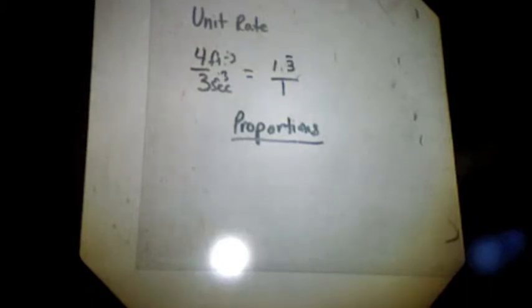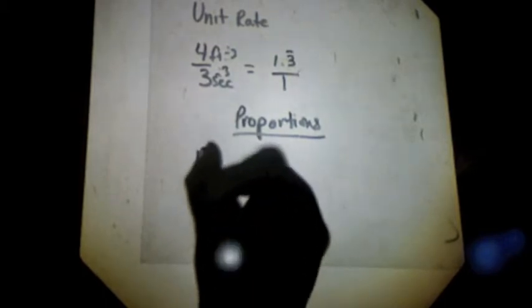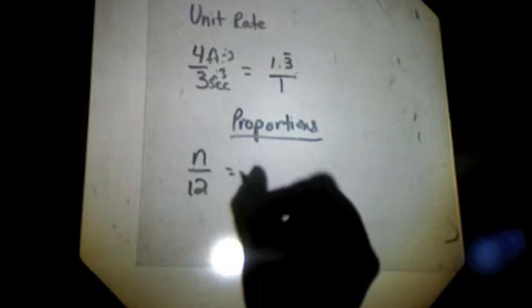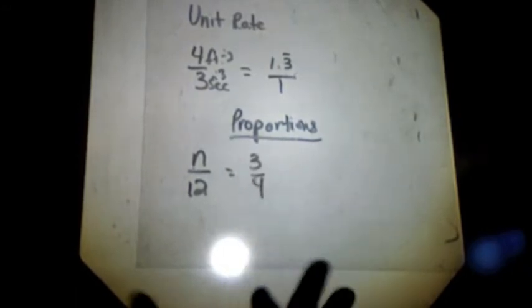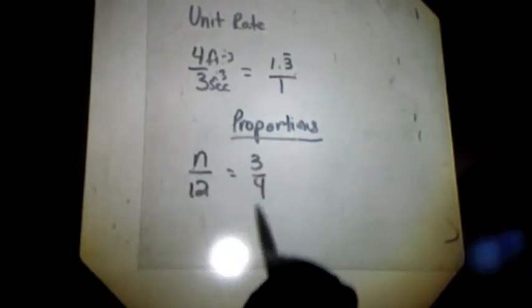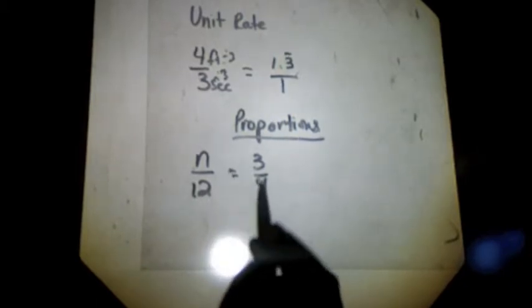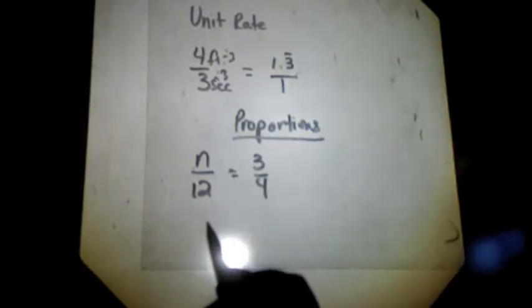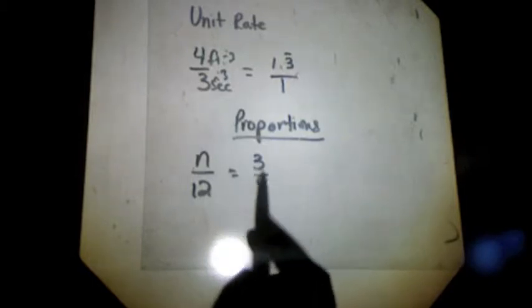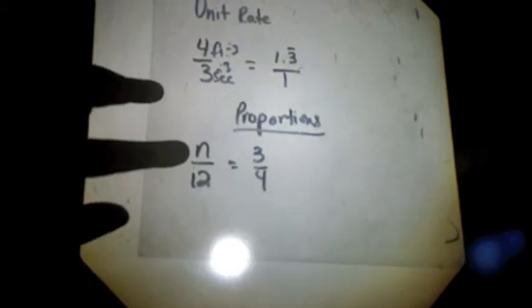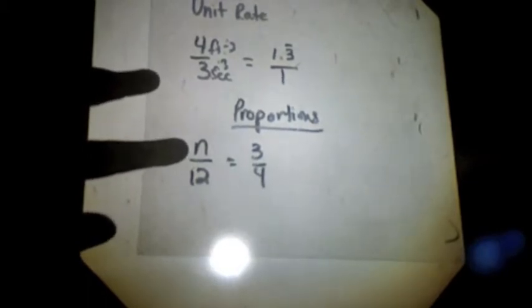Absolutely. Okay, and we kind of used them with our homework last time when we had a variable, and in this case it's n over 12 equals 3/4. It is two ratios, and they are always equivalent. One is simplified and one is not. And generally when we're trying to solve them, we are trying to solve for what? The variable, in this case, it's n.